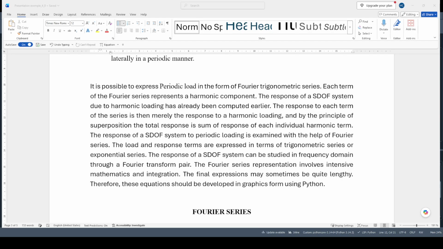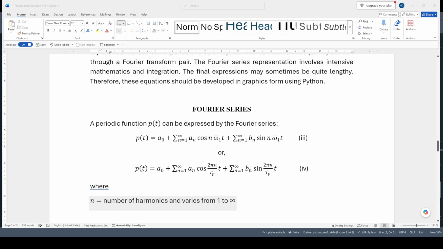We can calculate this Fourier trigonometric series and the result using Python. We can remember the equation of the Fourier series. A periodic function P(t) can be expressed by a Fourier series in this way.